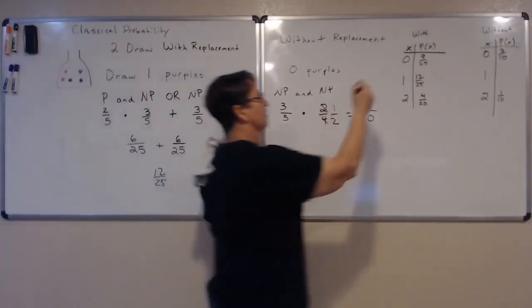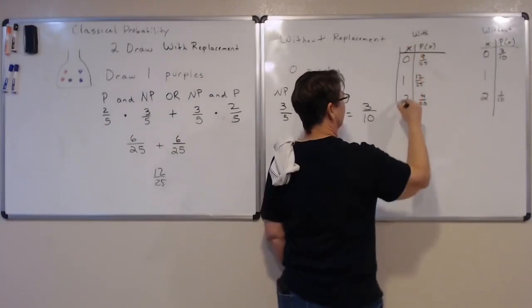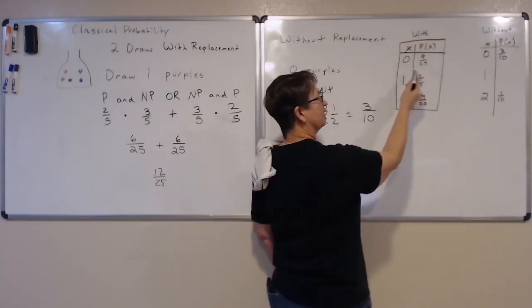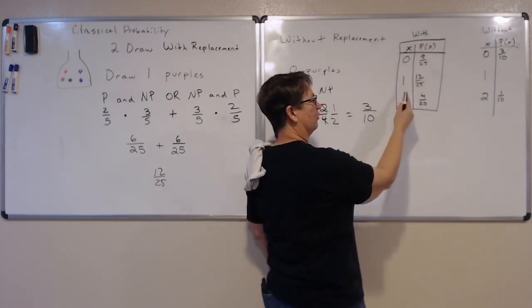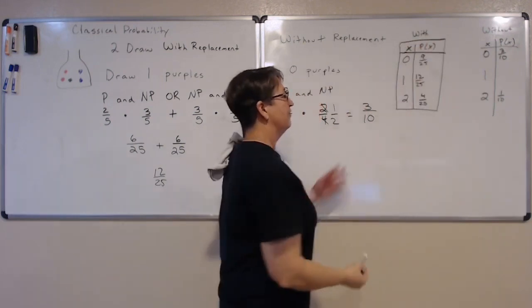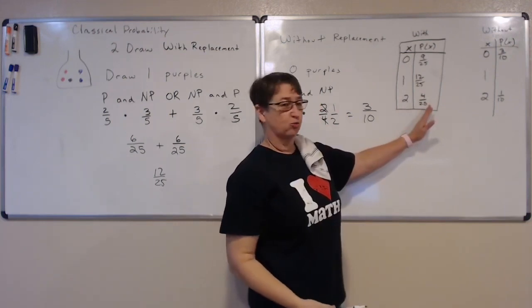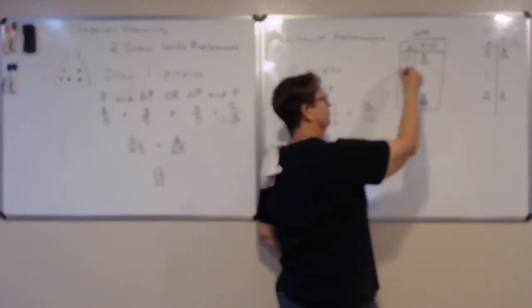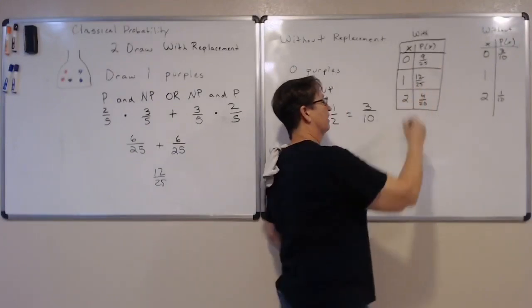So here's the probability distribution. I can't get more than 2 because I'm only drawing 2 out of there. So I could get 0 purples, 1 purple, or 2 purples. And then this is the probability of each one of those. So with replacement, this is my probability distribution table.